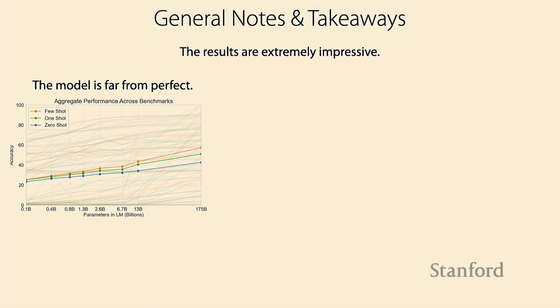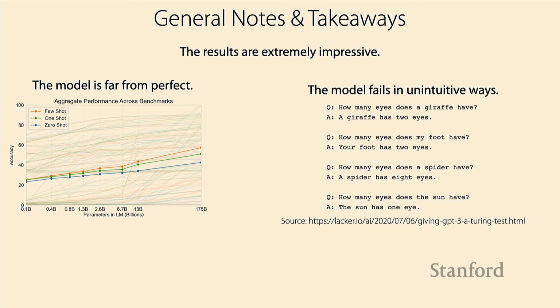GPT-3 and other more recent models are also far from perfect. They make mistakes. So GPT-3 itself, even the largest model, has an accuracy around 50 to 60% on few-shot learning tasks. I think that things like Chinchilla are maybe closer to like high 70s, but still have a lot of room for improvement. They also fail in somewhat unintuitive ways. So if you ask it how many eyes does a giraffe have, a giraffe has 2 eyes, how many eyes does my foot have? It starts telling you things like your foot has 2 eyes, and a spider has 8 eyes, and so forth.